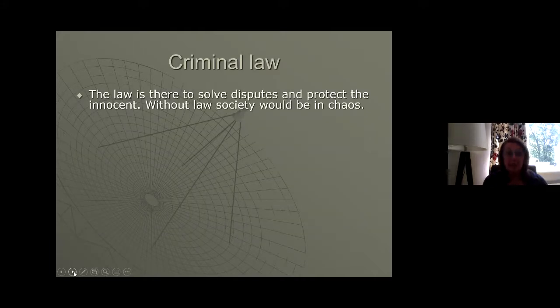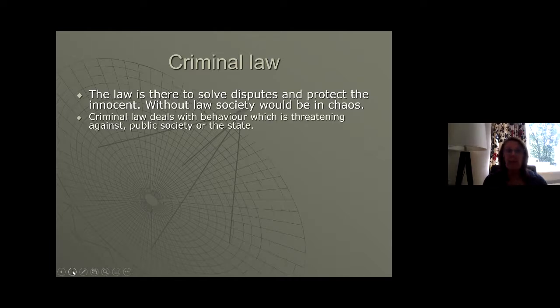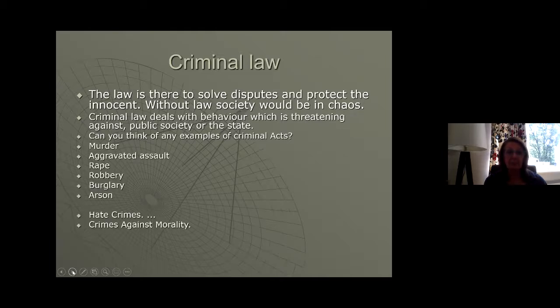So, conversely, criminal law is to solve disputes and protect the innocent. Without this law, we would be in chaos. Criminal law deals with behaviour which is threatening against public society or the state. Can you think of any examples of criminal acts? So there we are, we've got murder, assault, rape, robbery, burglary, arson, hate crimes. These are all against the state. These are all tried in a criminal court.